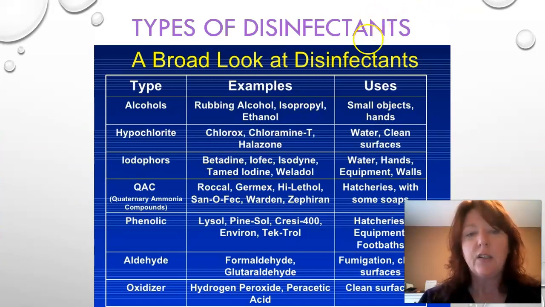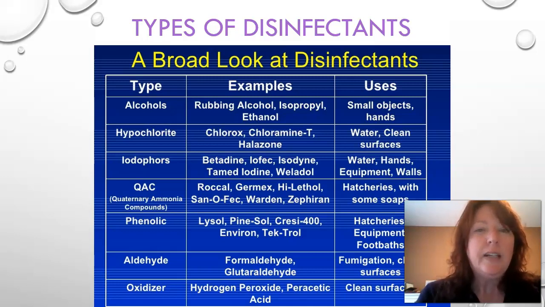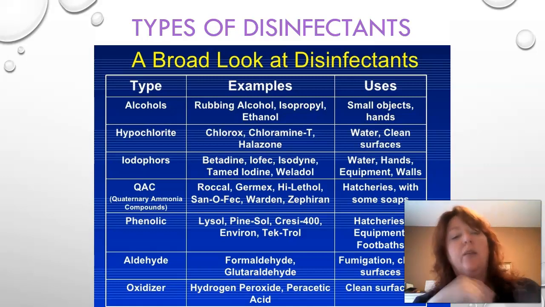Types of disinfectants. So here's a broad look. Type one is an alcohol. So there's rubbing alcohol, isopropyl, and ethanol. You can use it on small objects or on your hands, as in hand sanitizer. Hypochlorite: Clorox, chloramine T, Hazalone. It's used with water, cleans the surfaces. Iodophors are like Betadine, iodine. Think about cleaning things with iodine. That used to be something that was really big years ago. Everything was cleaned with iodine.